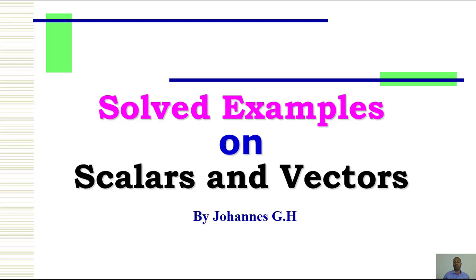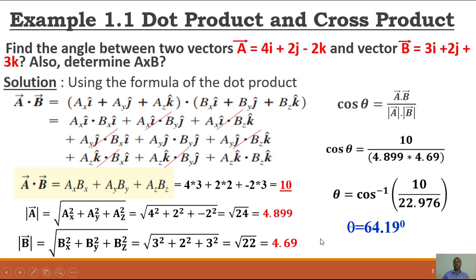Now let us see some illustrative examples on scalars and vectors. My name is Johannes, so let us see basic examples on scalars and vectors. So example 1.1, let us see dot product and cross product.